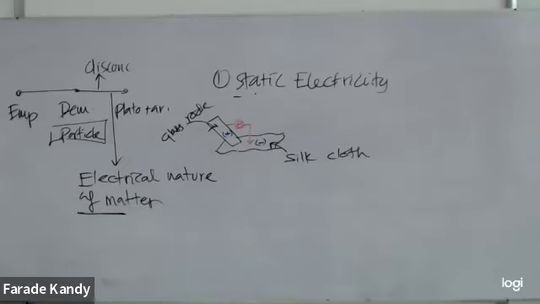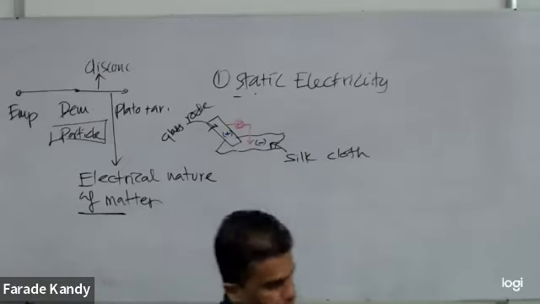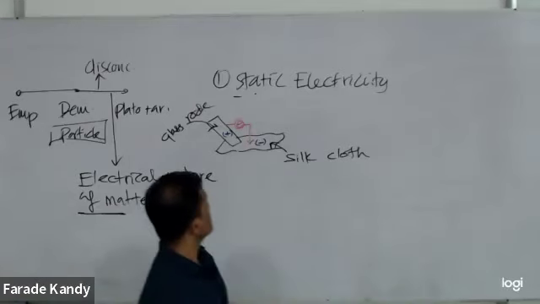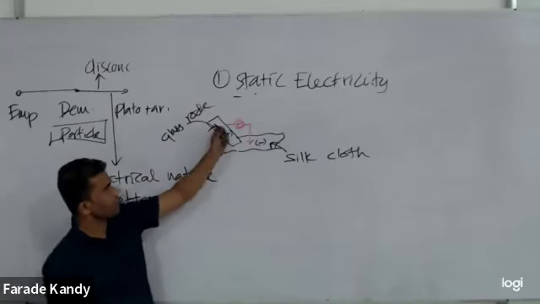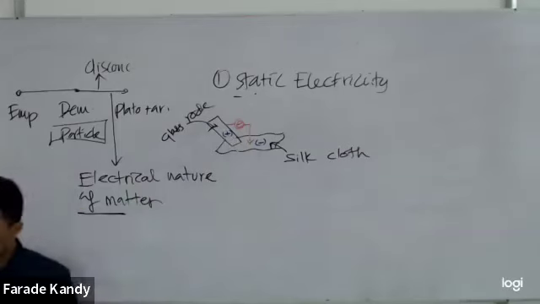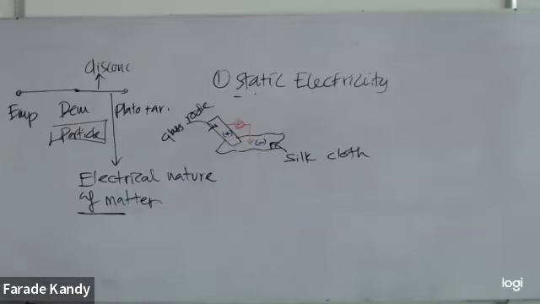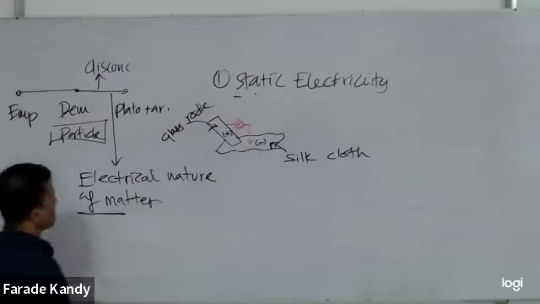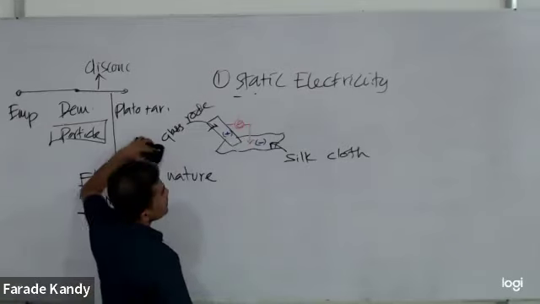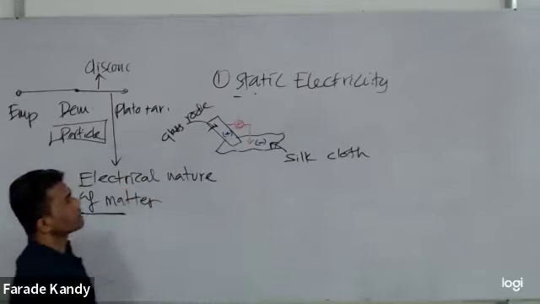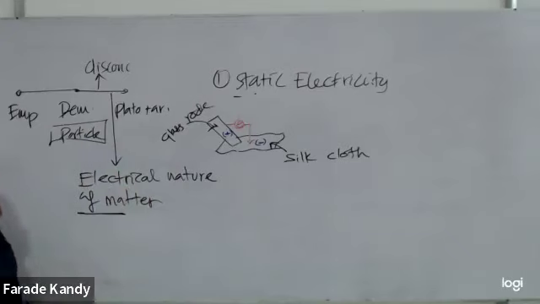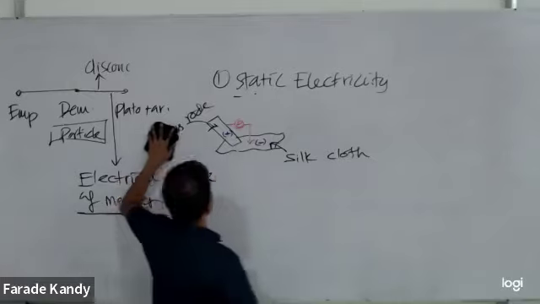Due to these opposite charges, you can understand that because of electricity, you have charged particles. You have charged particles, which means there is electrical nature. There is electrical nature means what? Matter has particle nature. That is how we prove it.